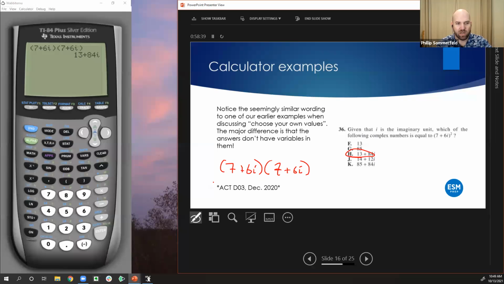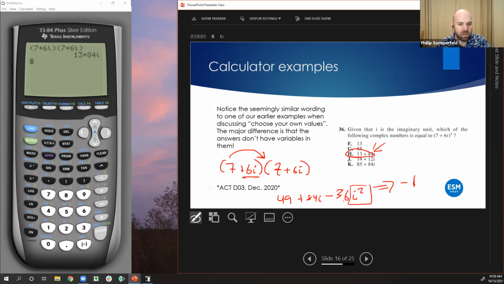Foiling is not terrible, but it definitely brings opportunities for mistakes. If you forget that when you get 36i squared, some students forget what they have to do with this, right? That turns into negative 1. I almost said negative i, right? So then you have negative 36 roaming around and 49 and 42, 84. I guess I should have looked there.